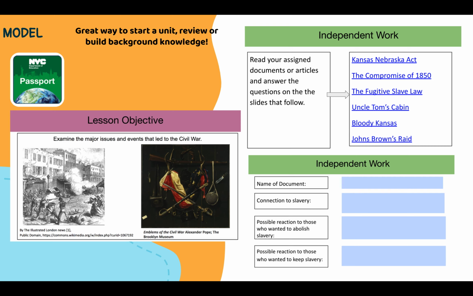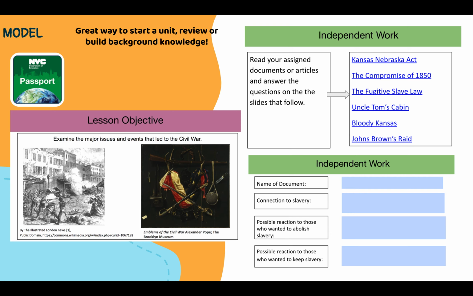So students are tasked with reading different documents and articles and answering questions that follow in slides. The slides that follow look like this, where they name the document, they state a connection to slavery, possible reaction to those who wanted to abolish slavery, and possible reaction to those who wanted to keep slavery.